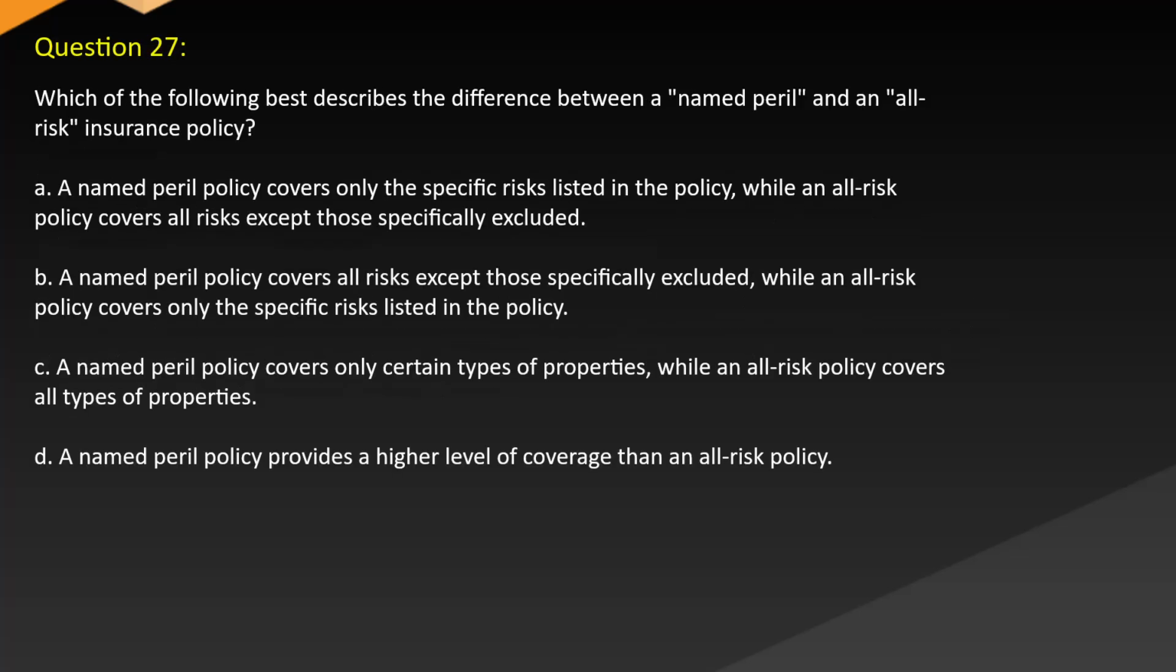Question 27. Which of the following best describes the difference between a named peril and an all-risk insurance policy? A. A named peril policy covers only the specific risks listed in the policy, while an all-risk policy covers all risks except those specifically excluded. B. A named peril policy covers all risks except those specifically excluded, while an all-risk policy covers only the specific risks listed in the policy. C. A named peril policy covers only certain types of properties, while an all-risk policy covers all types of properties. D. A named peril policy provides a higher level of coverage than an all-risk policy.